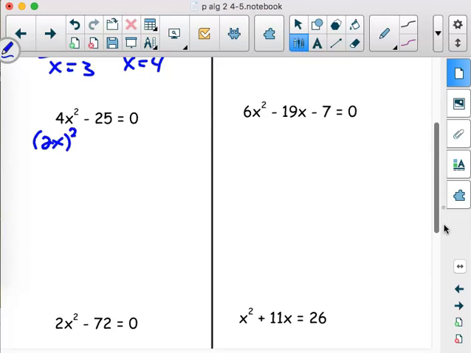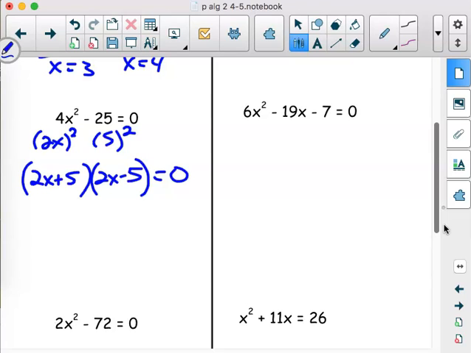2x squared and 5 squared. So how did they do this so that there's no middle term? One negative, one positive. Exactly. Exactly. Now this is why I said it's good to get into the habit of writing these down, because this one is a little tougher. This is going to take 2 steps to get each one of these.